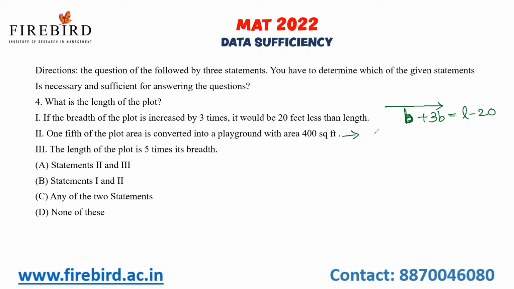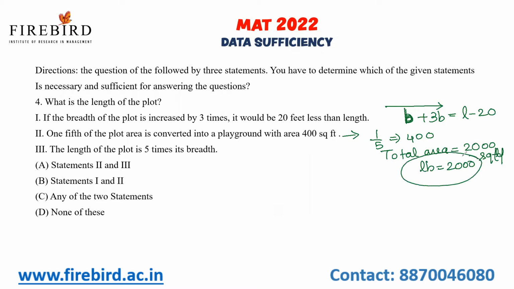Okay. See, 1/5 of the plot area is converted into playground. 1/5 of the area is 400 square feet. The total area of the plot is nothing but what? What is the total area of the plot? 2000 square feet. What is the area of the rectangular plot? L into B is equal to 2000 square feet.